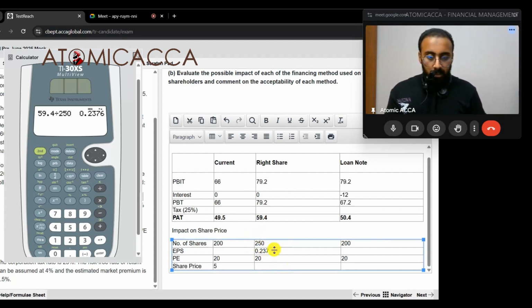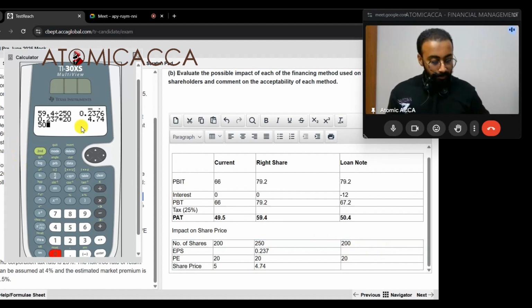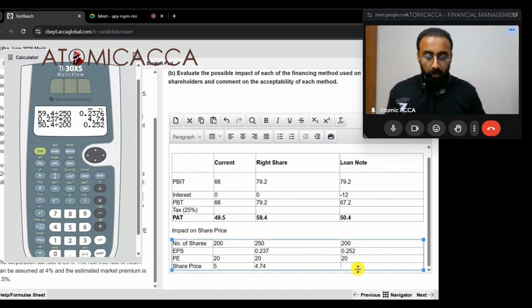So here, the EPS into PE ratio, we have this formula for share price. So 0.237 into 20 will be equal to 4.74. And here, oh, we didn't find the EPS over here. So that is 50.4 divided by 200. That will be equal to 0.252. And over here, the answer into 20 will be equal to 5.04.